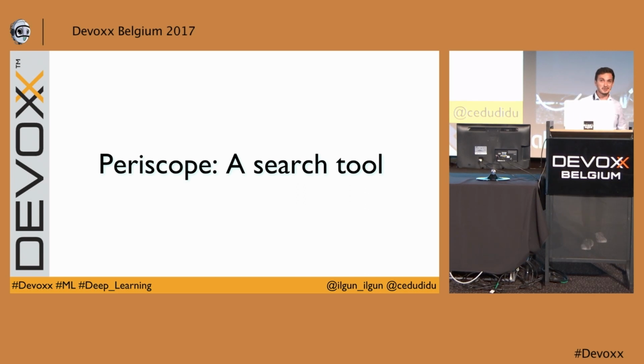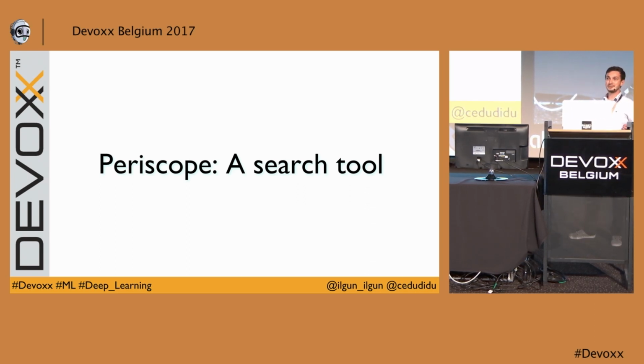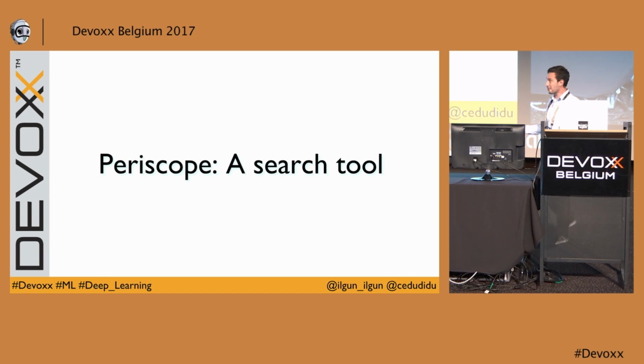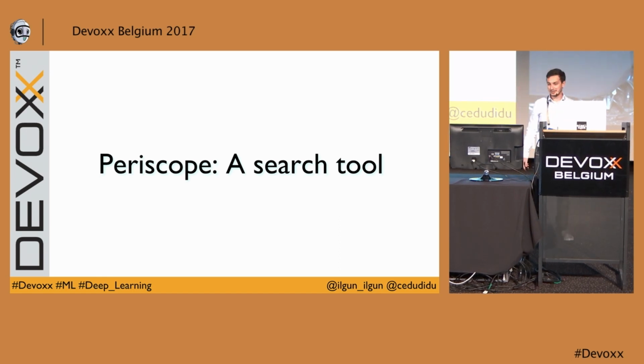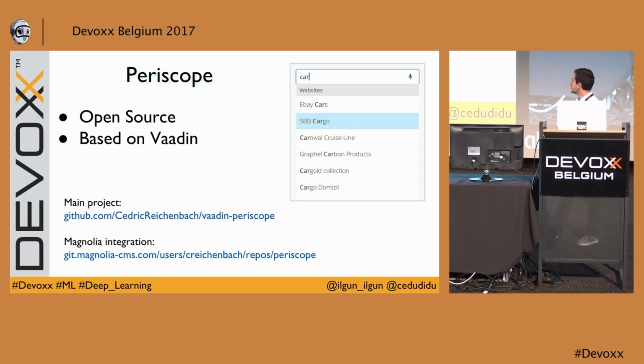It's called Periscope. It's just a coincidence. It has nothing to do with the streaming tool that you might know, but we didn't know it either. Anyhow, this is how it looks. It's basically open source, based on Vaadin, which is a web framework. On the right, you can see the image. In this example, the user typed car, and then we provide them a bunch of results.